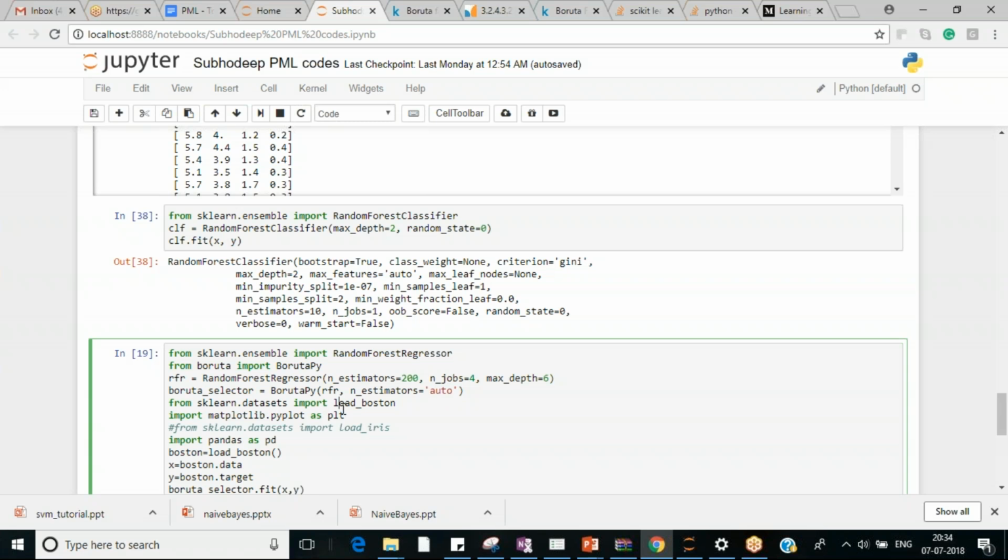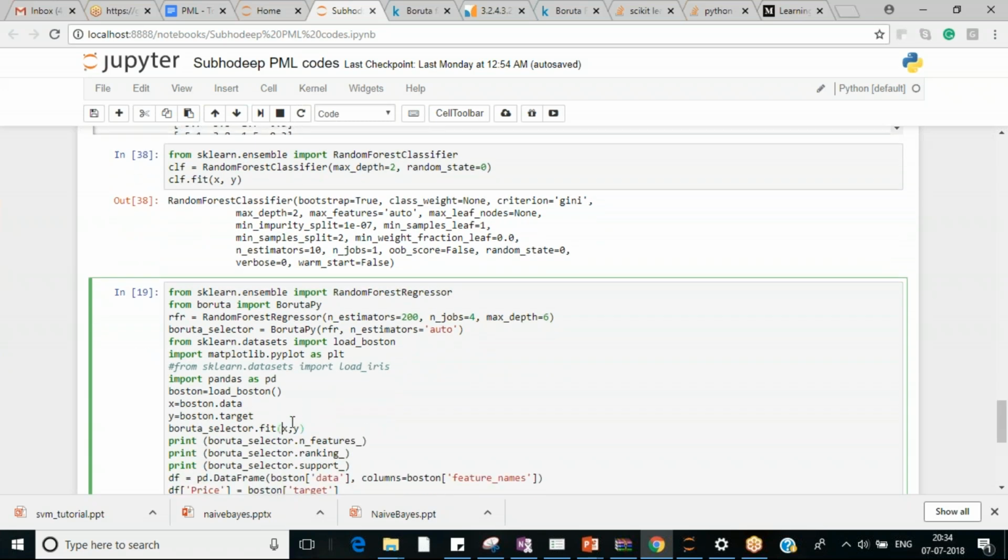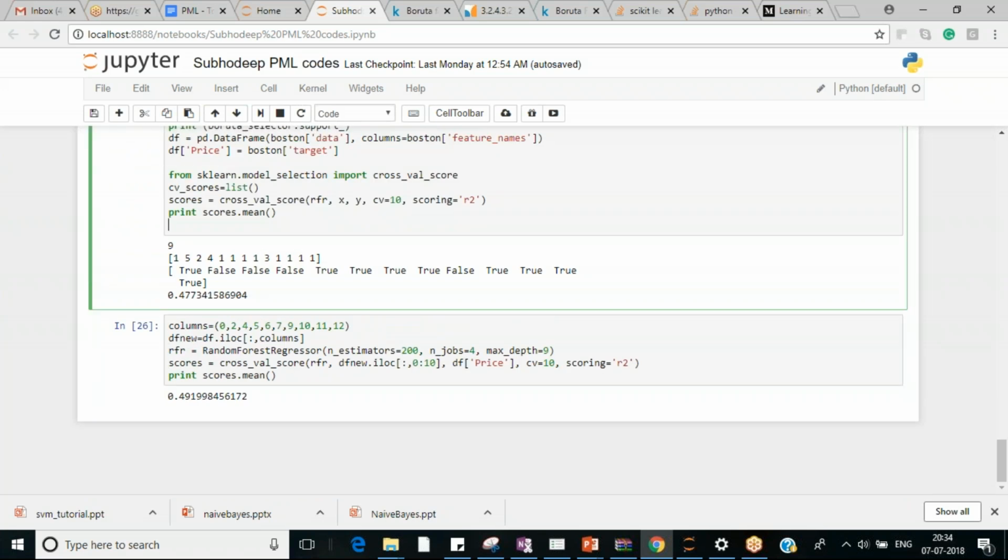So from sklearn.datasets import load_boston. You're importing the Boston dataset, and you are importing pyplot. In the Boston dataset, you have the data and the target. Now you do Boruta selector dot fit on X, y, and then you print the features and their ranking. So let's see what it gives. This is the number of features that it has selected, and this is the rank of these features.